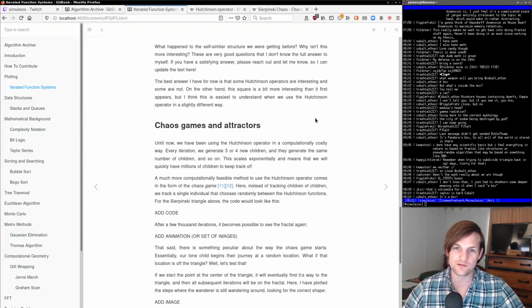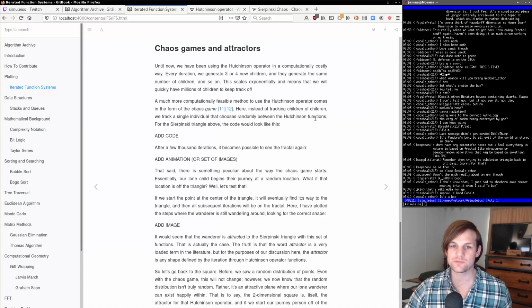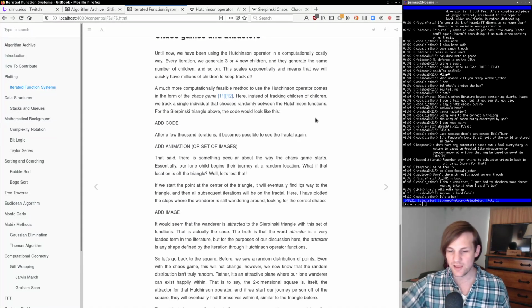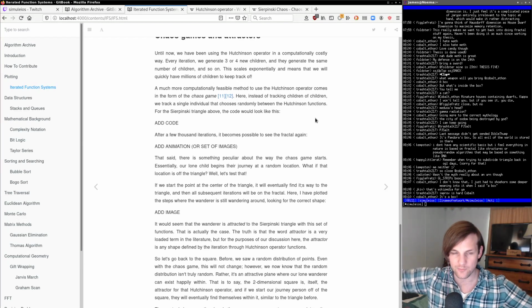On the one hand, the square is a bit more interesting than it first appears, but I think this is easiest to understand when we use the Hutchinson operator in a slightly different way. So now we start talking about chaos games and attractors, right? So the idea here is that we have this triangle that we can generate by just iterating through all paths on our Hutchinson operator. If we do the same thing for a square, it doesn't work, right?